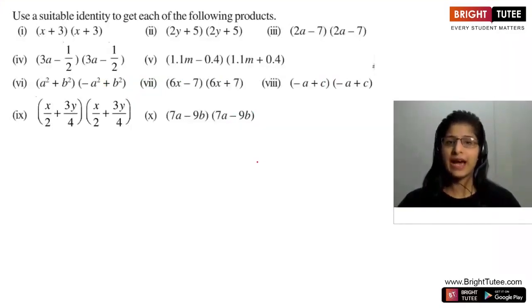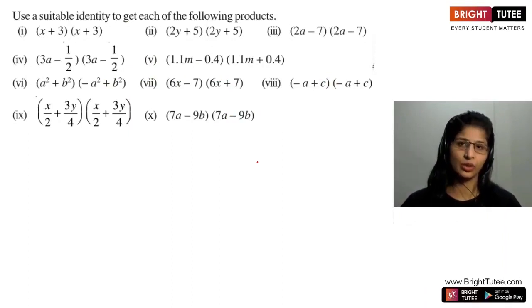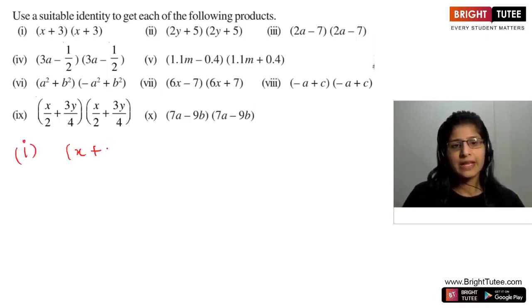As you can see, here is one question given. We have to use a suitable identity to get each of the following products. So we have to use a suitable identity for all. Let us start with the first part. In the first part of the question, we are given x plus 3 multiplied with x plus 3.